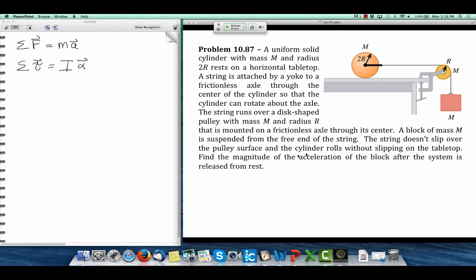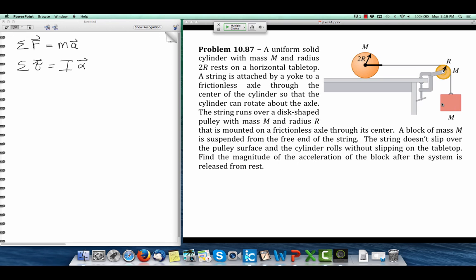Also, the problem says, find the acceleration. So that's a hint right there that this thing is accelerating, but you could have figured it out for yourself without doing any calculations, just by thinking about energy loss. How do you do calculations for these things? Well, you have three objects.